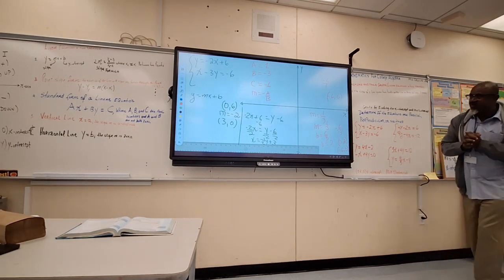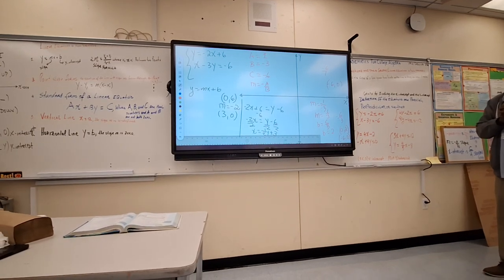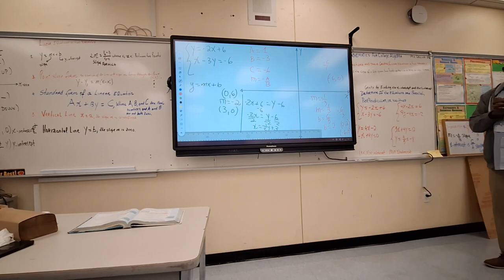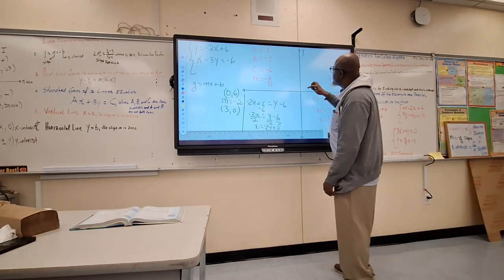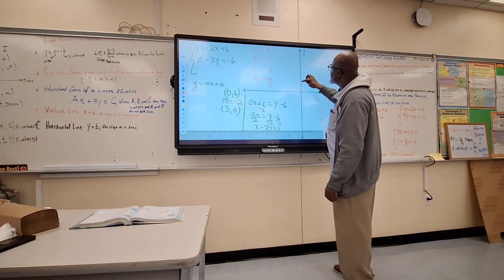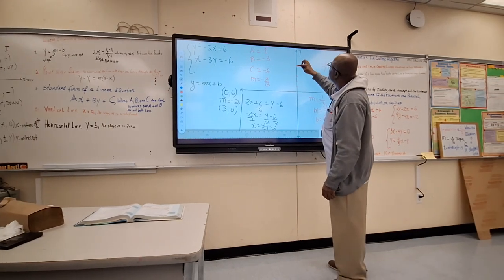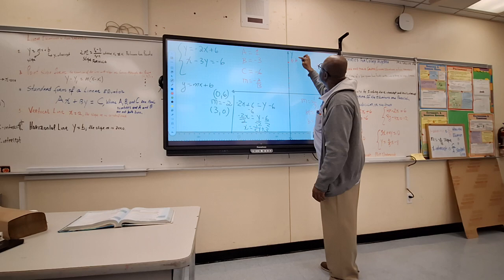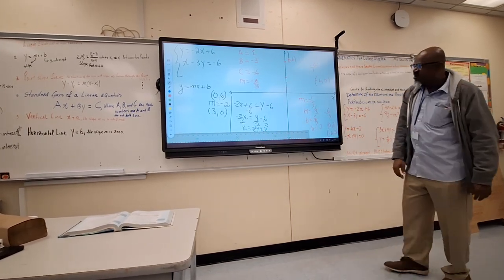Now we are ready to plot those points. (0, 6). Where do you plot (0, 6)? The 6 is like the y-intercept. You go on the y. (0, 6) is up. You go 6 units. That will be 1, 2, 3, 4, 5, 6. That will be my (0, 6). That's my y-intercept.